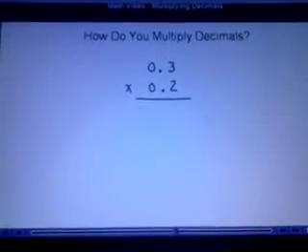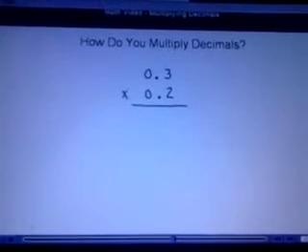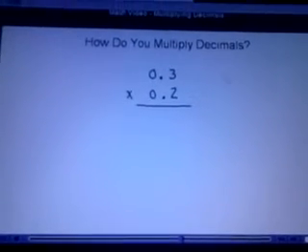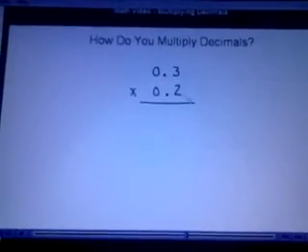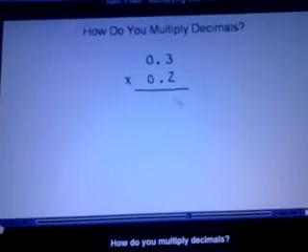Let's try a slightly trickier problem. Let's multiply 0.3 by 0.2. And we're going to do exactly as we did before and pretend that these are whole numbers. So we're just going to multiply 3 times 2. And that gives us 6.